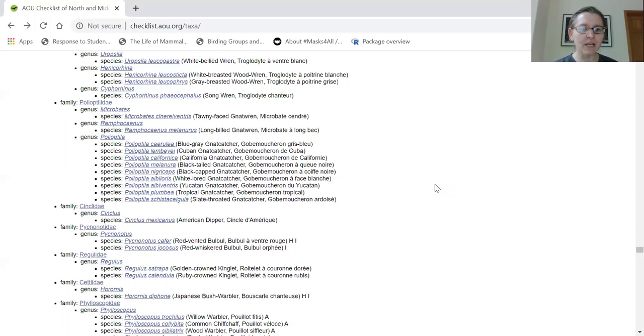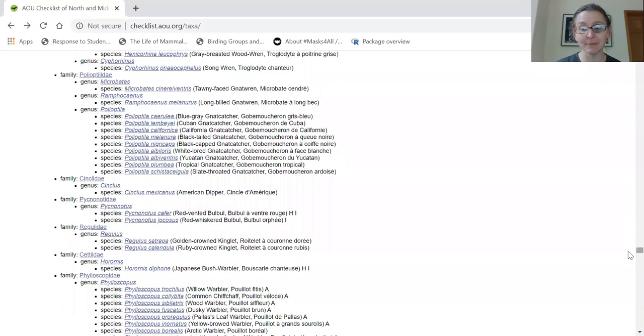We stopped talking about some of the passerines at family Troglodytidae. These are our wrens, and I'm gonna pick up at family Cinclidae, and this is the American dipper. There's one representative from the family Cinclidae. Dippers are found in certain velocity and size streams, so streams with boulders and some rushing clear waters where you tend to find American dippers.